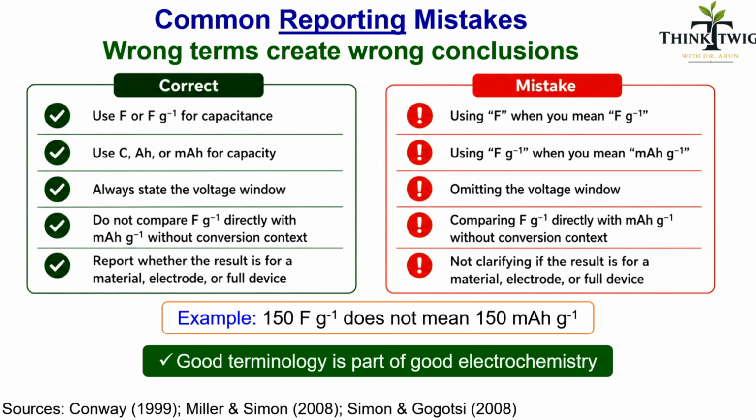And one more point is very important. Always state whether the result belongs to a material, an electrode, or a full device. Why? Because the mass used in the calculation can be different. So the same experimental data can appear very different if the calculation basis is changed. This is why good scientific reporting is not only about getting a high value. It is about telling the reader exactly what that value means.